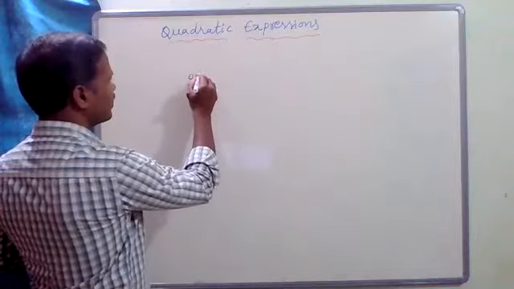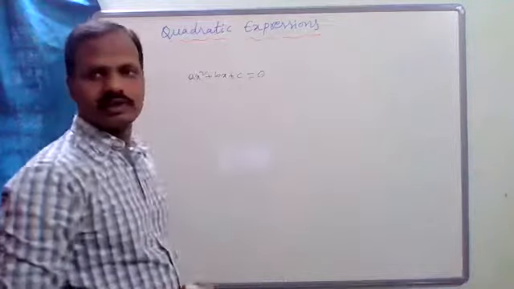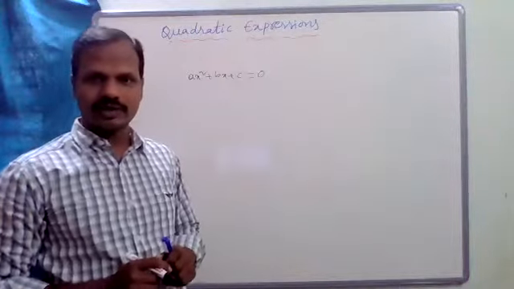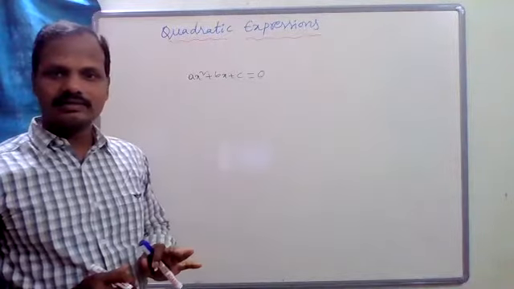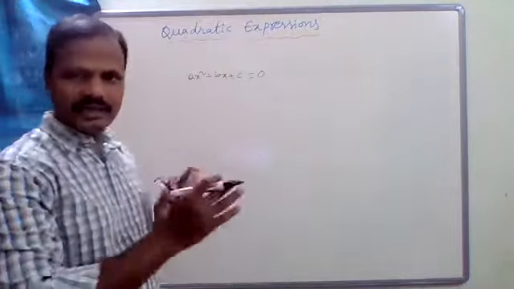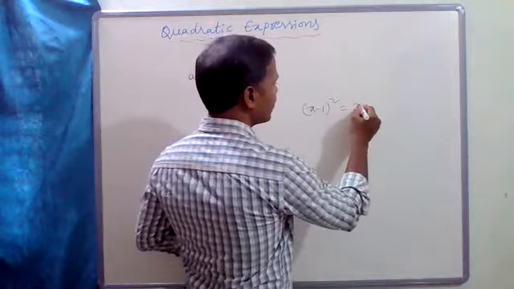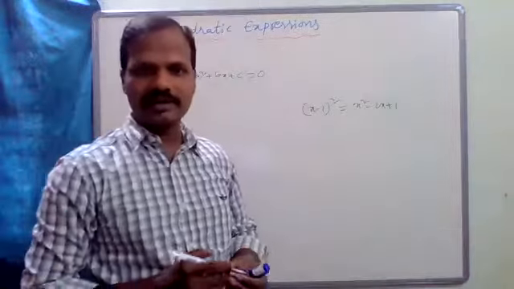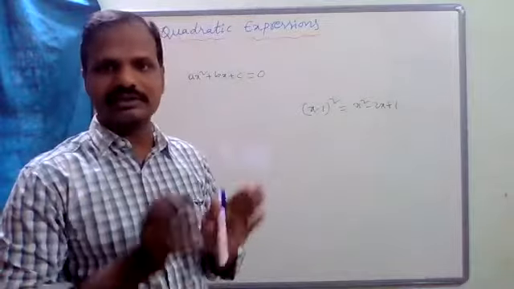See this, ax square plus bx plus c equal to 0. So this is a quadratic equation. We know that it has two roots. Okay na? Now this equation is also called identity. Identity means both sides equal. For example, x minus 1 whole square is equal to x square minus 2x plus 1. So this is the identity. Identity means the left side value and right side value both are equal.